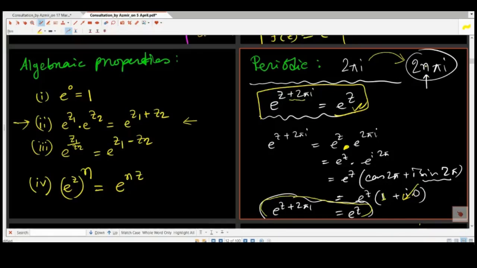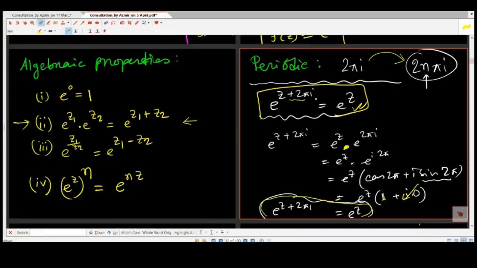Similarly, we can think about n equals, let's say, 2. So 2 times 2, 4. If we add z plus 4 pi i, we will get e to the z back. And the same thing holds for n equals 2, n equals 3, n equals minus 1, minus 2, minus 3, like that.